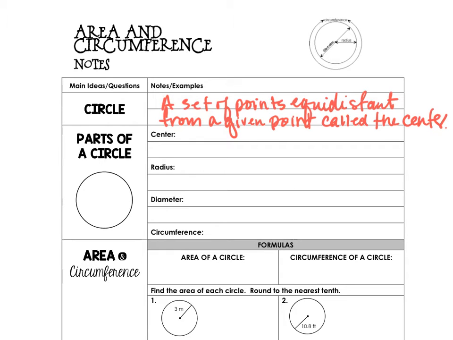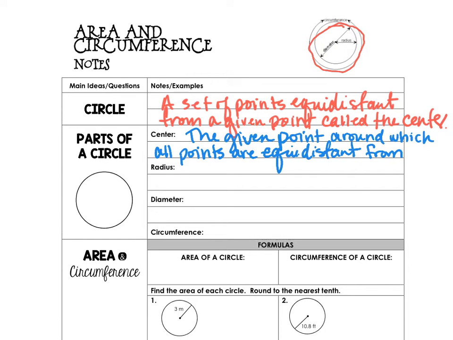I thought I would just write on them so that way you guys could see them and be used to them the way that I do them with different colors. A circle is a set of points equidistant from a given point called the center. Equidistant means that all of the points are the same distance around. So this right here, they're all the same distance around from the center.